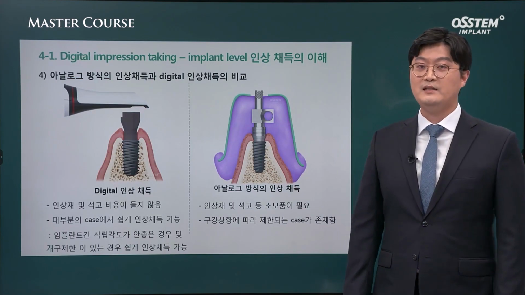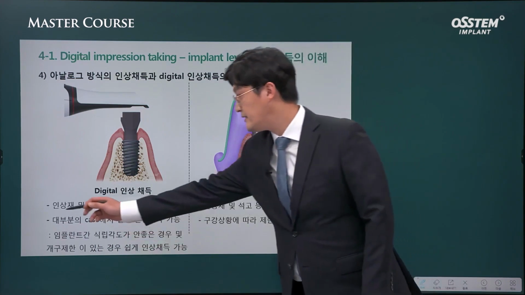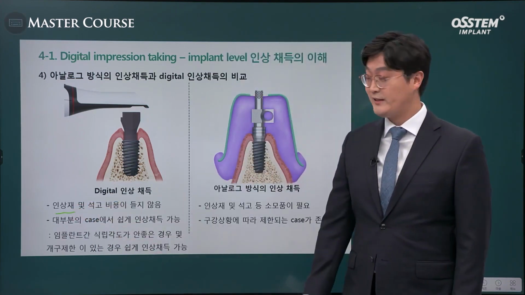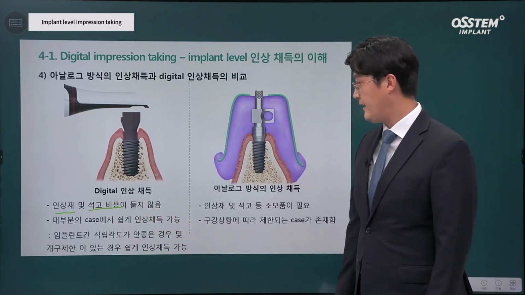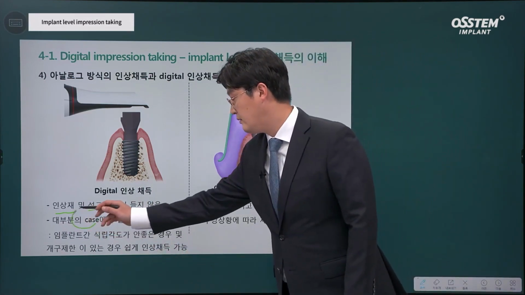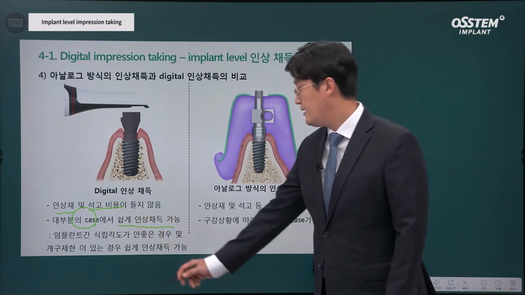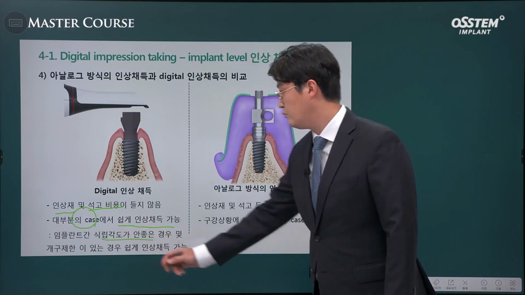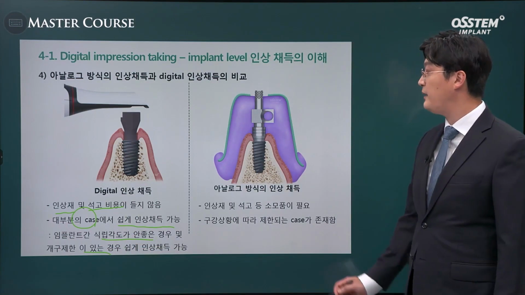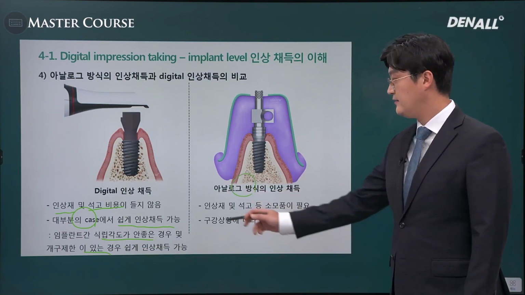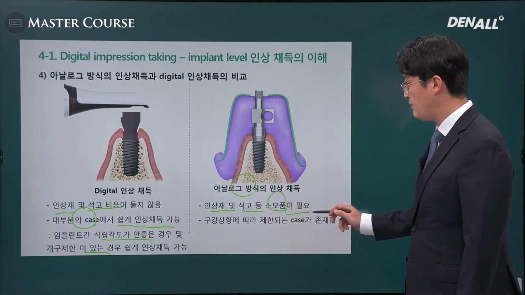Compared to an analog method, digital has many advantages. First, impression materials are not needed. You can keep your clinic clean. Second, there is no need to pour stone. In most cases, really in most cases, impression taking can be done very easily. When the implant placement angle is not very good or mouth opening is limited, a digital impression can be taken very easily. But the analog method requires impression materials and gypsum.